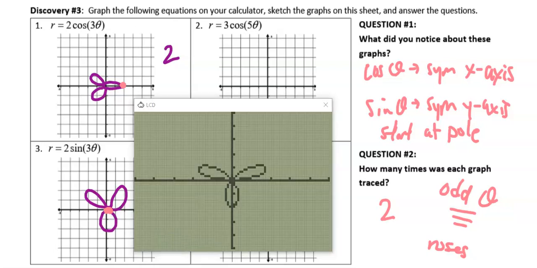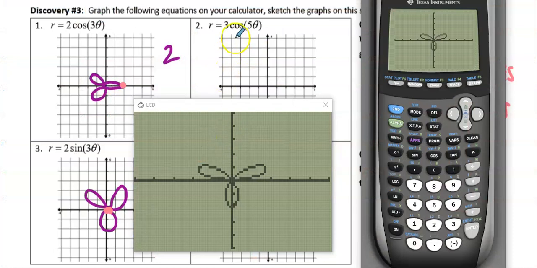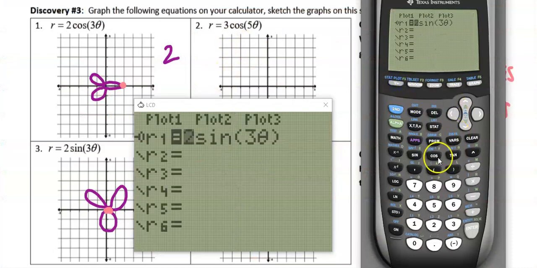Let's quickly make sure that looks right for the rest of them. Let's graph the other two and see if that makes sense. We have 3 cosine of 5 theta, so we should assume the radius of 3 is going to start over here. We're going to have 5 petals, and we're going to see it repeated twice. That's our expectation. Let's graph them and see.